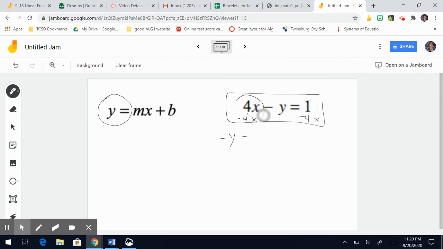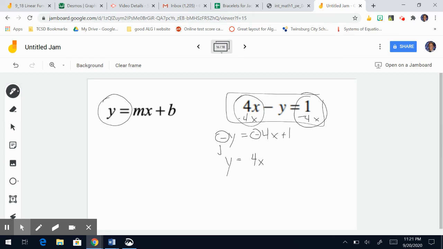I'm going to subtract 4x to move to the other side, inverse operation. And I'm going to get negative 4x plus 1, because these, again, do not simplify because they're not like terms. Now, I don't want negative y equals. I just want y equals. So right away, what I'm going to do is change each of these to the opposite. What's the opposite of a negative? Positive.